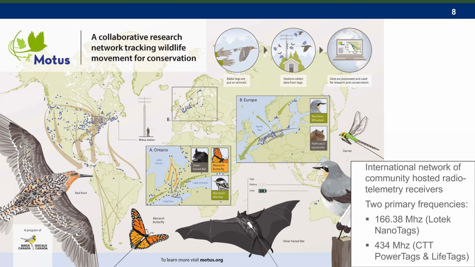And basically when a tagged animal, and that's usually a bird, but it could be a bat or insect, flies near one of the autonomously receiving telemetry stations, it sends data to the ground-based receiver. That data is then uploaded to an online server through Birds Canada. And then that data is processed and made available publicly through the MOTUS website, where it's accessible by educators, land managers, and researchers to answer a bunch of different types of questions.